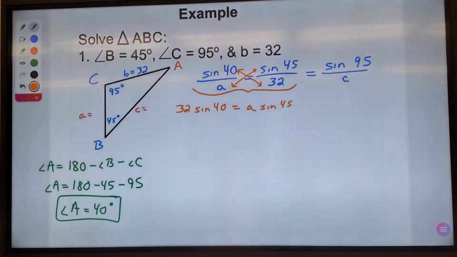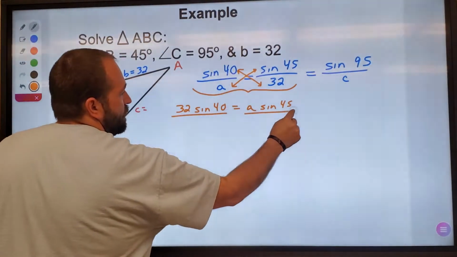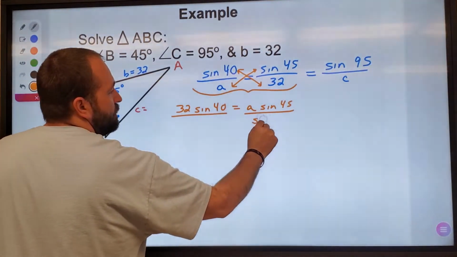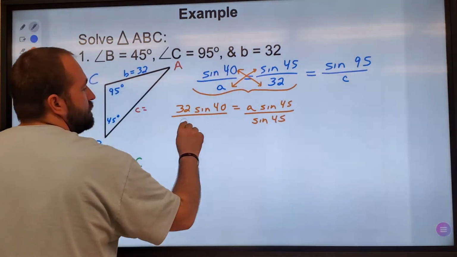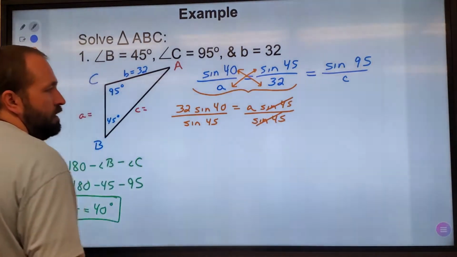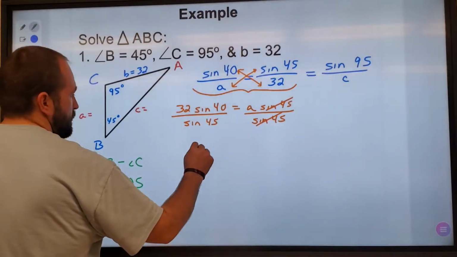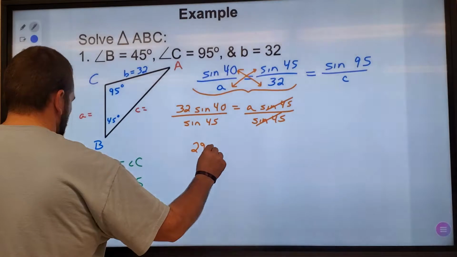We're trying to solve for side A, so here I can just divide both sides by this sine of 45. You're going to take time to plug that into a calculator. Again, be very cautious on how you plug this into the calculator. You're going to have to reach out and find out how to use your particular calculator if you can't figure it out. But when you run this through, you should end up with A being about 29.09.